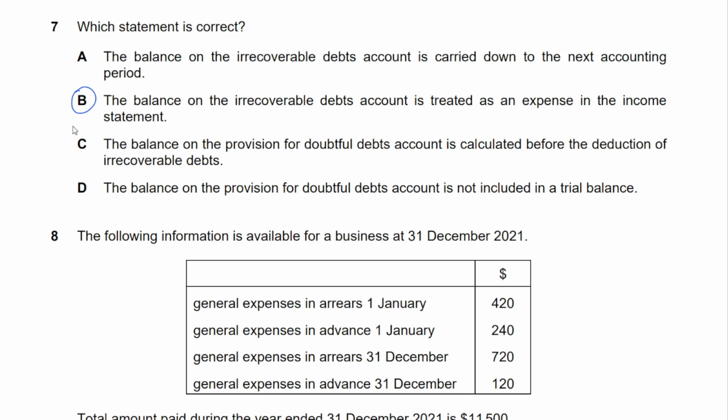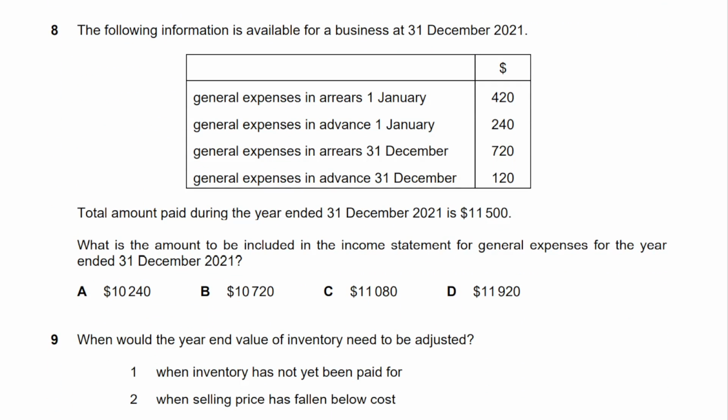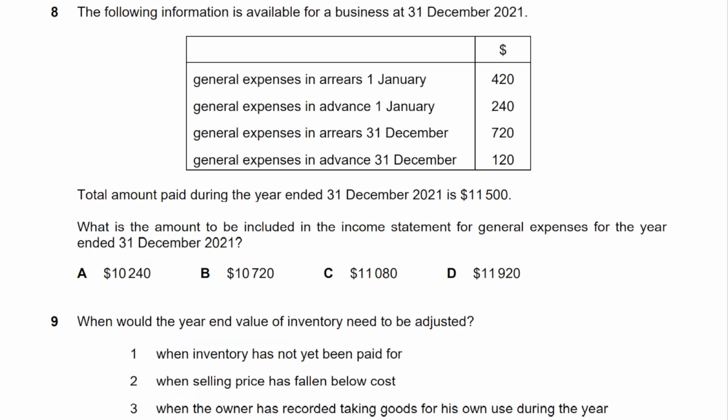The balance on the provision for doubtful debts is calculated before deductions. No, it's calculated after. The balance on the provision for doubtful debts account is not included in the trial balance. That's wrong. It is included. Why not?